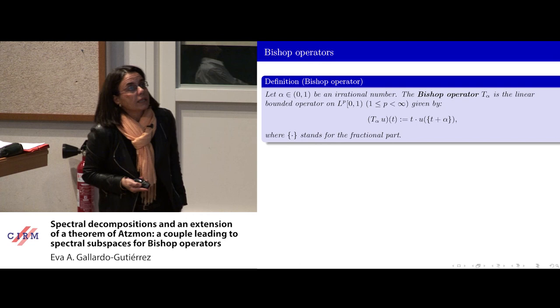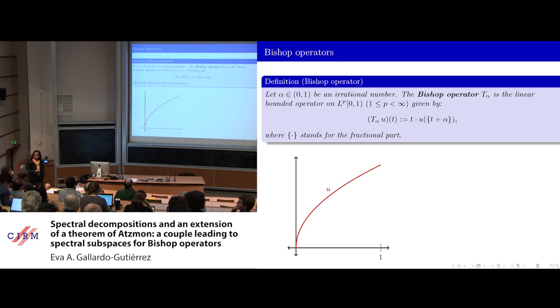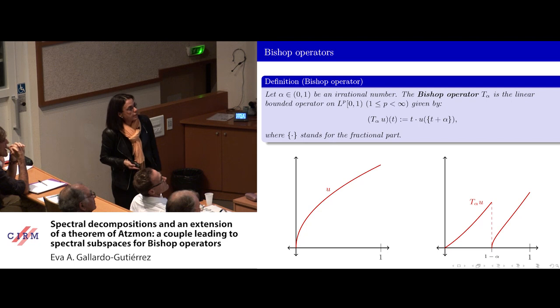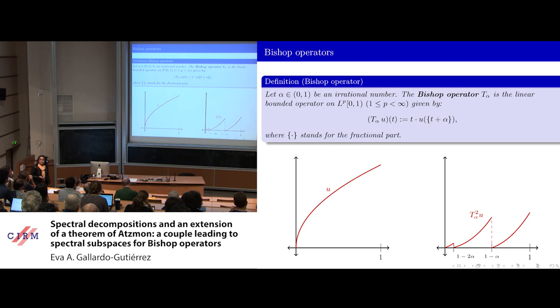But if you want to understand the invariant subspaces of the Bishop operator, the first thing you have to understand is how it acts on a function. I mean, the span of the orbit of any function in LP. If you consider just a function u in LP, continuous if you wish, then the first iterate produces a discontinuity at 1 minus alpha. The second iterate produces another discontinuity at 1 minus 2 alpha. And so forth, and indeed the iterates are going to produce discontinuities at 1 minus n alpha for any n. So that's the behavior.